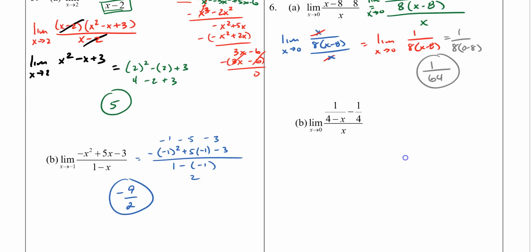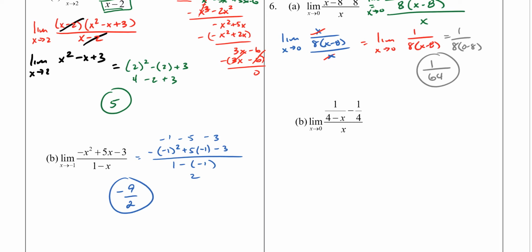Part B, same idea. Can't use direct substitution, so instead I'm going to simplify my fractions, multiply the left-hand fraction by 4. So the limit as x goes to 0 is going to be 4 minus, I'm going to multiply the right-hand fraction by 4 minus x, and get a common denominator of 4 times 4 minus x all over x. I'm going to distribute that negative sign.